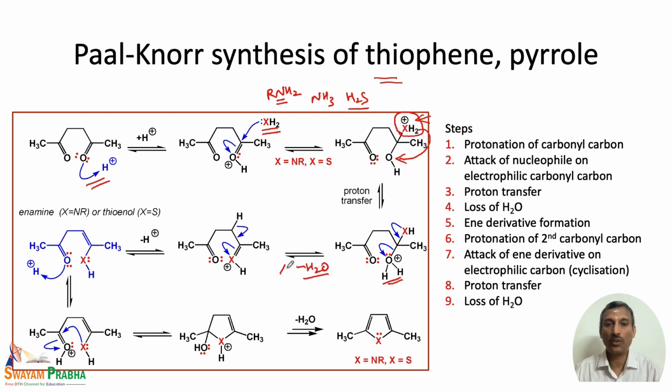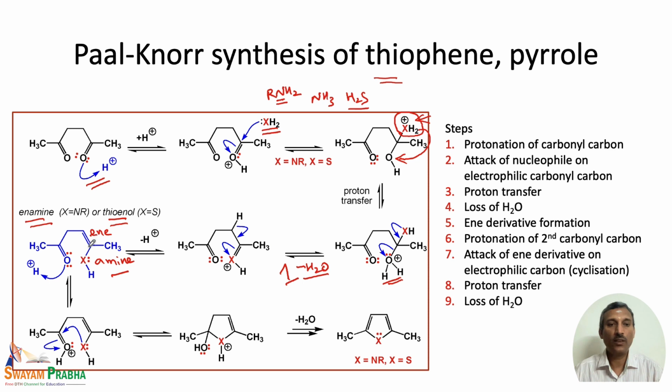So, this is the loss of the first water molecule here, and once this water molecule is lost, we have the heteroatom present here, and there is a proton transfer that leads to a material similar to the enol type. Here we have an enamine or thioenol. If X is nitrogen, we have an enamine that is formed, we have an ene here and an amine here. So, this is the intermediate that is formed, and if X is sulfur, then we have an ene and a thiol. So, a thioenol is formed.